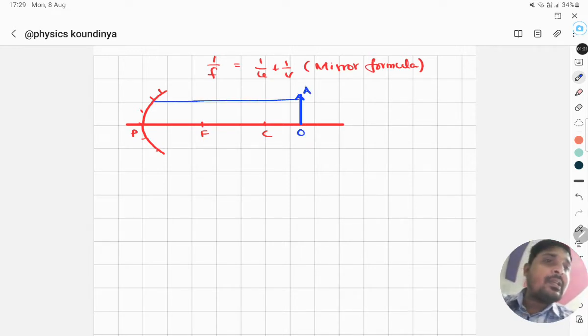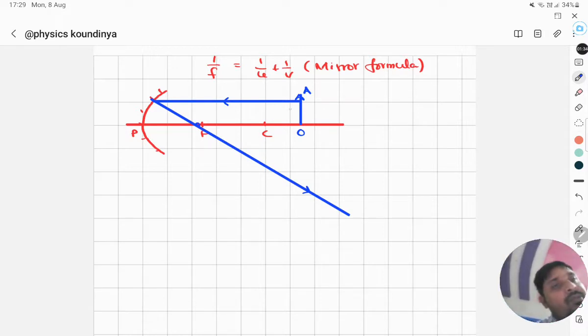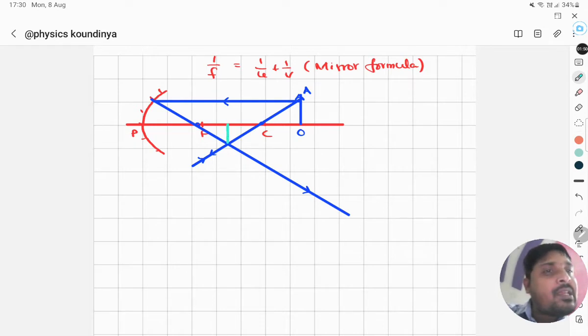This is the incident ray drawn parallel to the principal axis. Then the reflected ray should pass through F. Okay, it is passing through F. Now we all know that if the incident ray passes through F, then it will bounce back, sorry, C. Okay, now we can clearly see where the image is formed. The image is formed between F and C. So this is our image. This is I and this is B. Let us take this point as C.